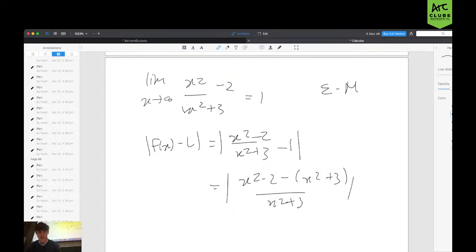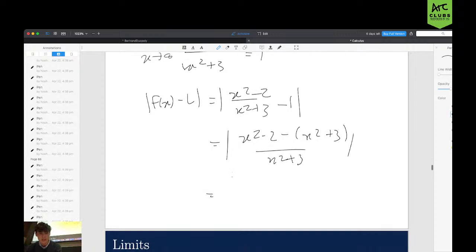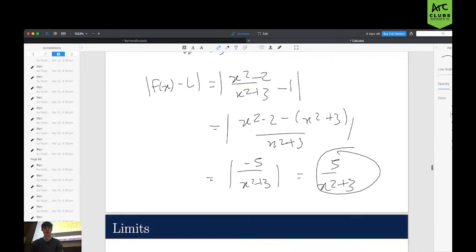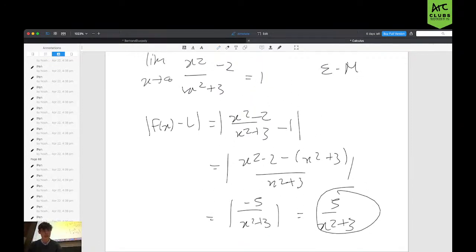And what we get is those x squareds cancel out, and we're just left with the absolute value of negative 5 on x squared plus 3. We can notice that x squared plus 3 is always positive, right? So therefore, we can get rid of those absolute value signs, and we're just left with 5 on x squared plus 3. So this here is our expression for the absolute value of f of x minus L, which is the distance between the function and the limit. But now what we have to do is prove that there exists that value of m such that wherever x is greater than m, this expression, which is the distance between the function and limit, is always less than epsilon, right?